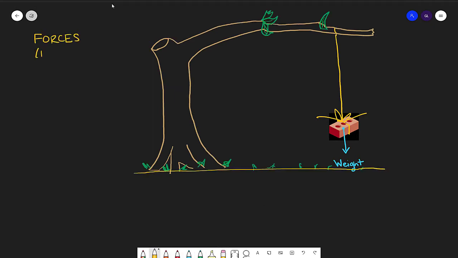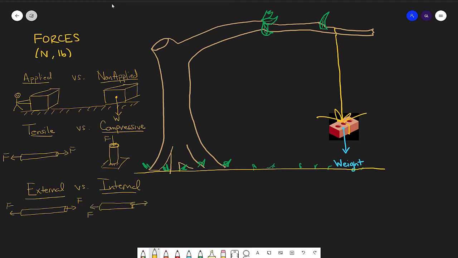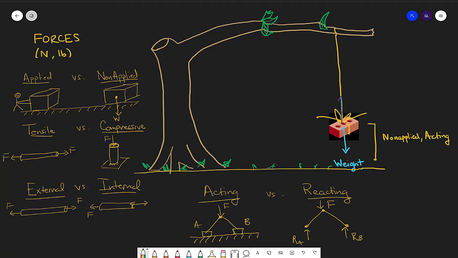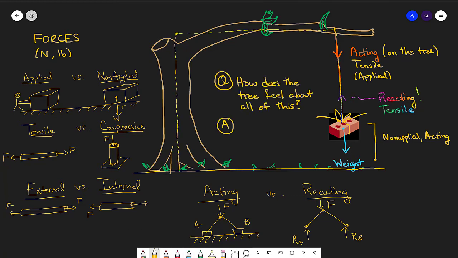Now, this force of the weight of the brick can be said to be non-applied acting downward, so that force and its reaction is actually transmitted up the string all the way to the branch. And you can classify forces in various ways. The interesting question is, how does the tree feel about all of this?